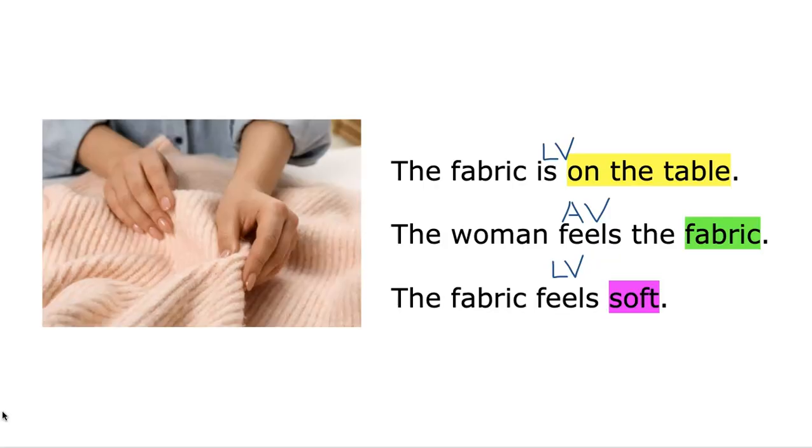On the table is a prepositional phrase. Fabric is the direct object because we can ask, what does the woman feel? She feels the fabric. Fabric is a direct object. And the fabric feels soft. Soft is the complement. One more example.